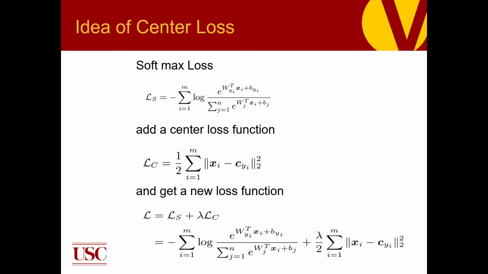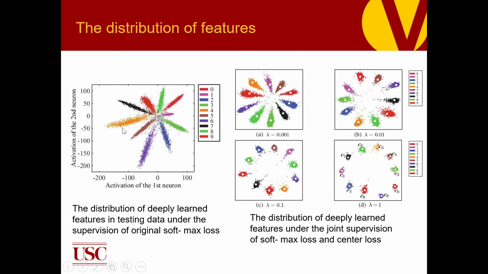So why do we use the joint center loss functions? First, let's see the figure on the left. When we only use original softmax loss functions, the deep features of test data are not discriminative enough, since they still show significant intra-class variations, like here and here. Then, if we add LC behind the original softmax functions, we can get the figure on the right.